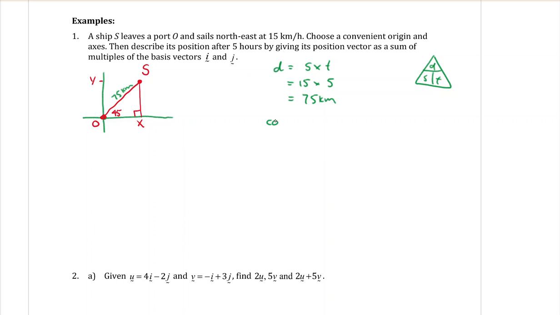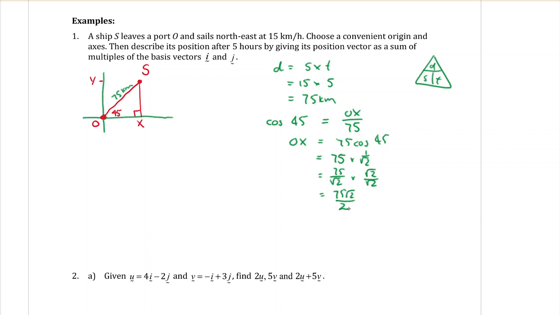If I do cos of 45, that would be my adjacent side, which is OX, over 75. And then if I want to find the length of OX, it's going to be 75 times cos 45. However, we are going to try and keep these exact. Cos of 45, if you remember from your exact value triangles, is 1 over root 2. So it's 75 over root 2, or rationalized, 75 root 2 over 2.